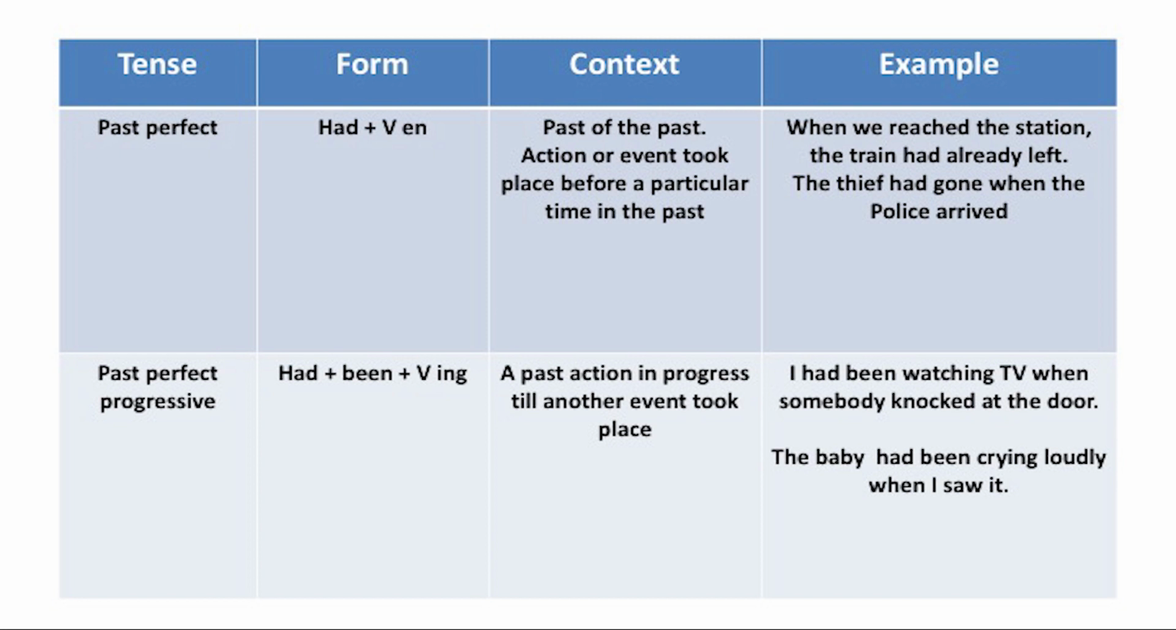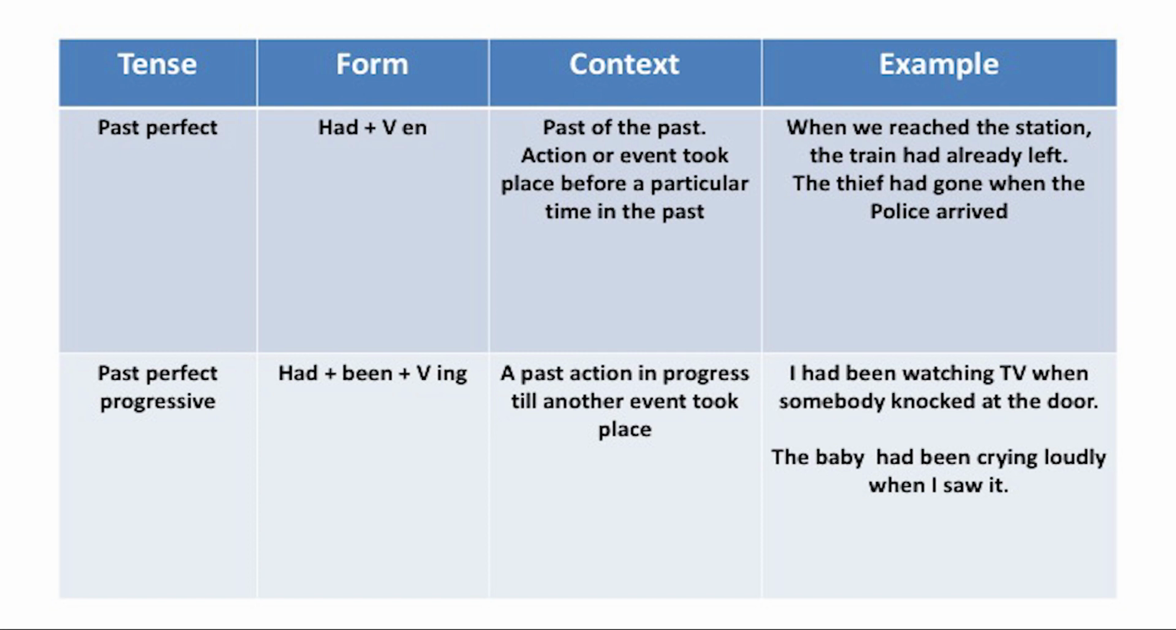Another two forms are there. One is past perfect. The verbal group takes the form had plus verb en, had plus the third form or the past participle form of the verb, and the context in which the past perfect is used is the past of the past, to express the past of the past. That means, an action or event which took place before a particular time in the past. When we reached the station, the train had already left. The thief had gone when the police arrived.